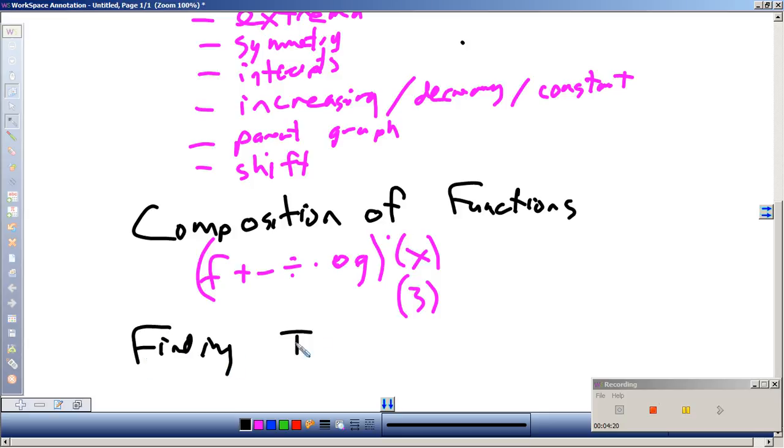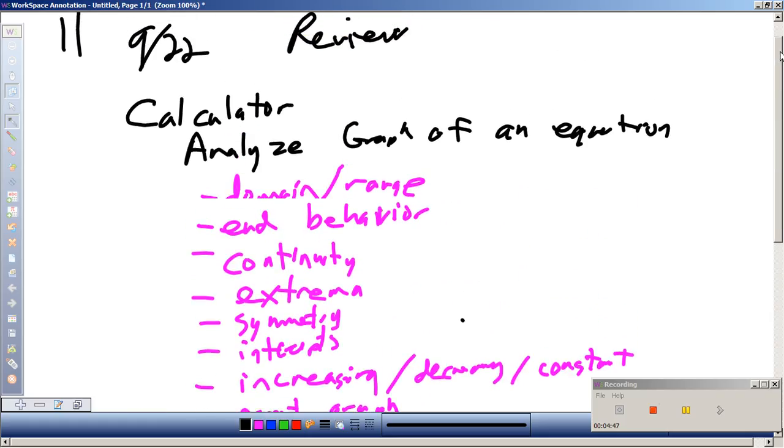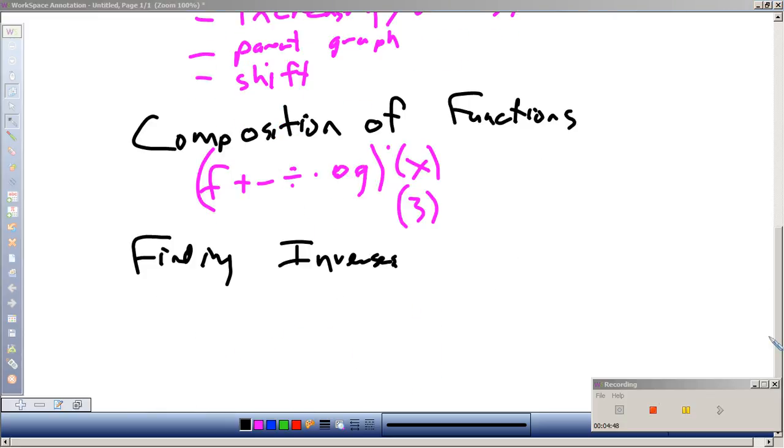And I have finding inverses. Here are the 4 steps. The key step is swapping. You had substitute, swap, solve, and substitute. So that's the type of thing you're going to expect to see on the calculator section.